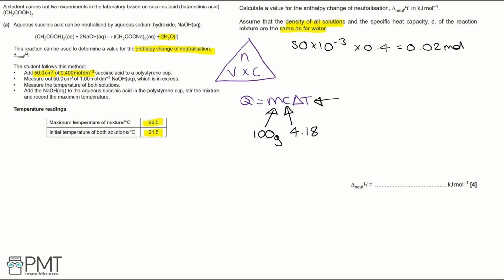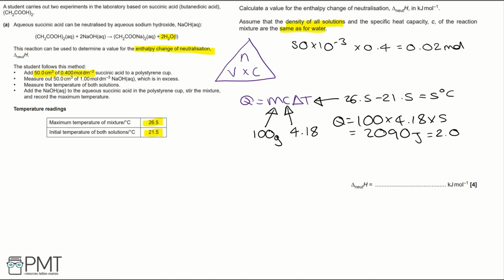ΔT is the temperature change, which we can calculate: 26.5 minus 21.5, which gives us 5 degrees Celsius. This means that q = 100 × 4.18 × 5, which equals, in joules, 2090 joules. But we want kilojoules per mole, so converting this to kilojoules, we get 2.090 kilojoules. Then we can work out kilojoules per mole, because we've already calculated moles, and this would be 2.090 divided by 0.02, which gives us plus or minus 104.5 kilojoules per mole. But the very first thing I said was that we need to divide our answer by 2 because we have 2 water molecules produced.